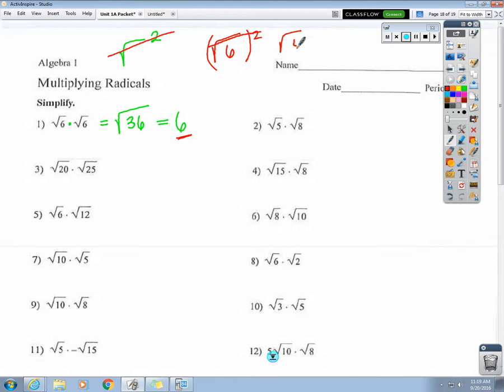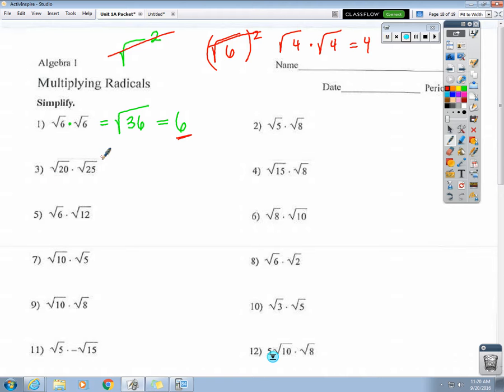Like if you had the square root of 4 times the square root of 4, the answer would just be 4. The square root of 5 times the square root of 5 would just be 5. Okay? Because when you have the same thing, you're basically squaring it, which cancels out the radical, leaving just the number. Okay, but they don't all match, so you can't do them all that easily.